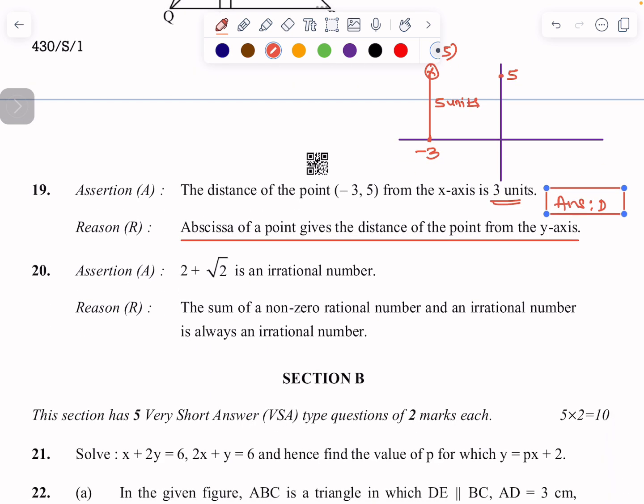And come to question number 20. 2 plus root 2 is an irrational number. The sum of a non-zero rational number and an irrational number is always an irrational number. Yes, both assertion and reason are true, and the reason is the correct explanation for the assertion. Why? Because 2 plus root 2 is an irrational number; root 2 is an irrational number. The sum of a non-zero rational number, that is 2, and an irrational number, that is root 2, always gives an irrational number. This is also true.